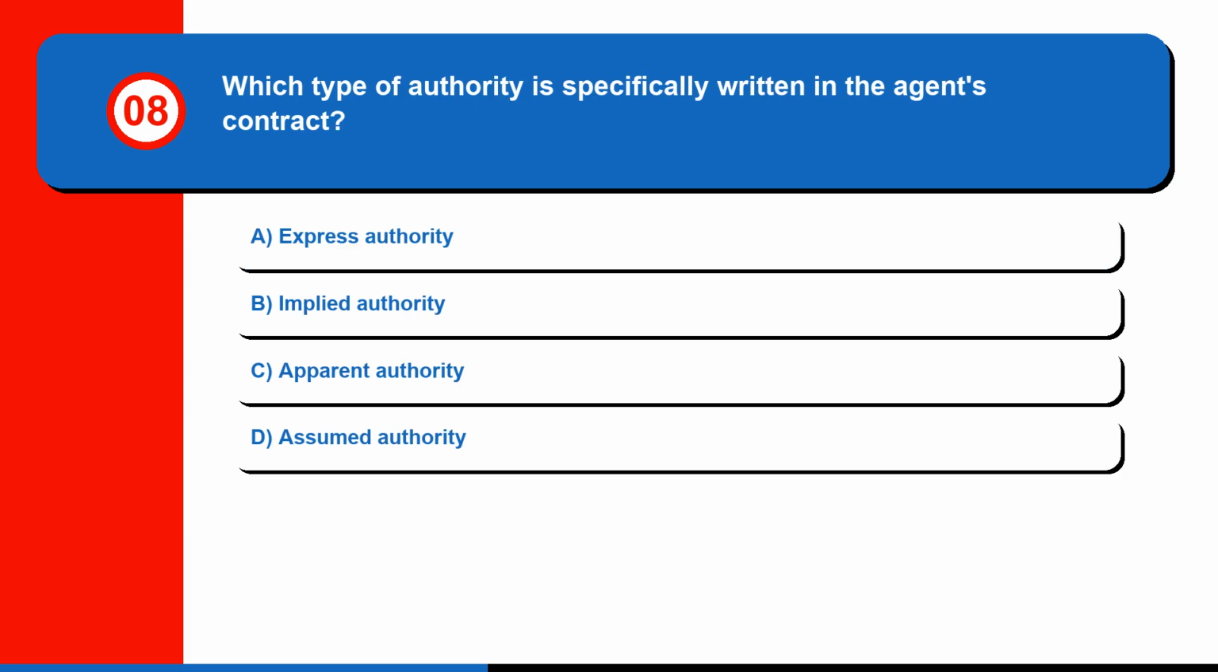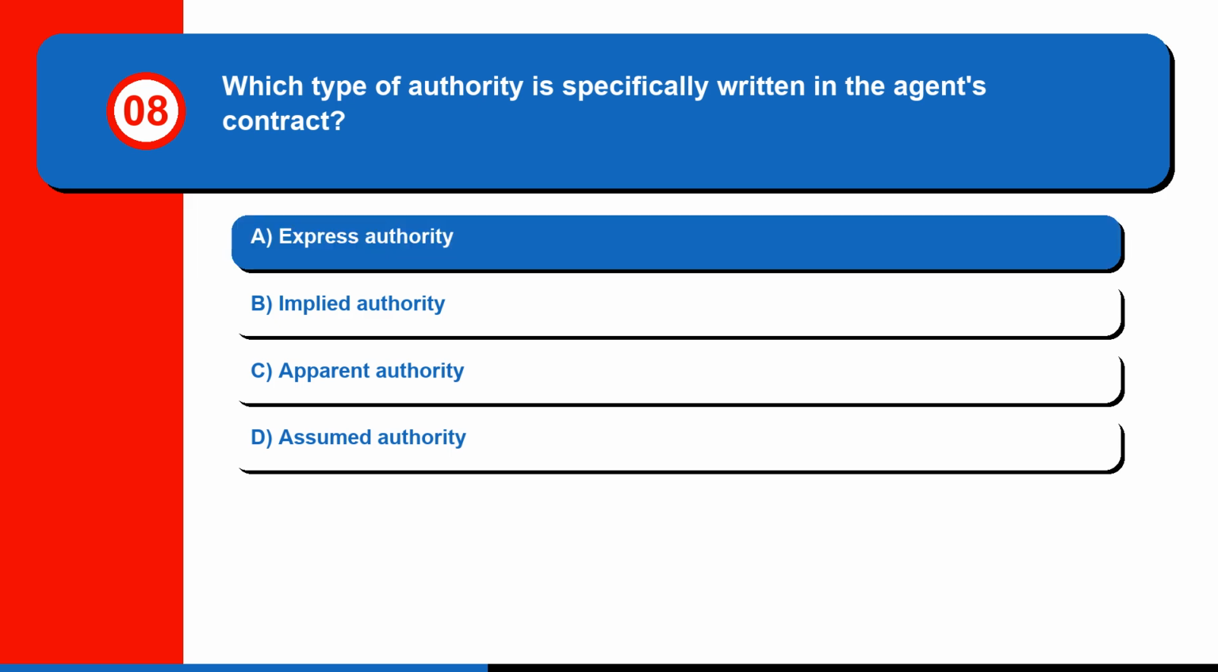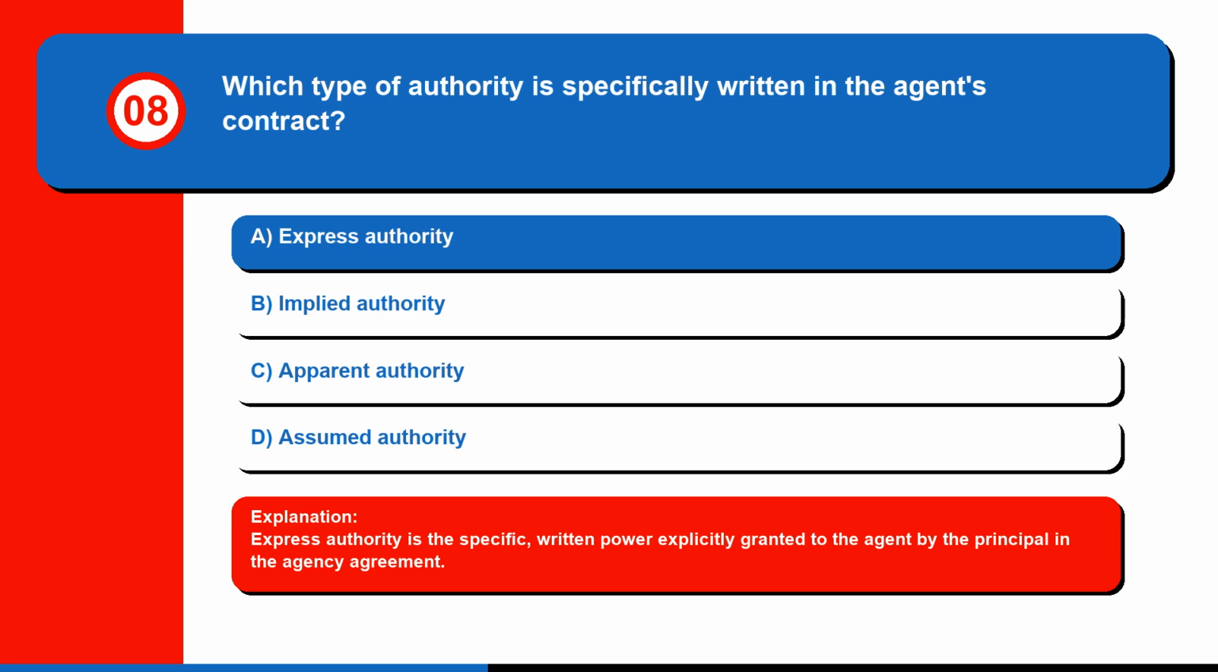Question 8. Which type of authority is specifically written in the agent's contract? A. Express authority, B. Implied authority, C. Apparent authority, or D. Assumed authority. The correct answer is A. Express authority. Express authority is the specific, written power explicitly granted to the agent by the principal in the agency agreement.